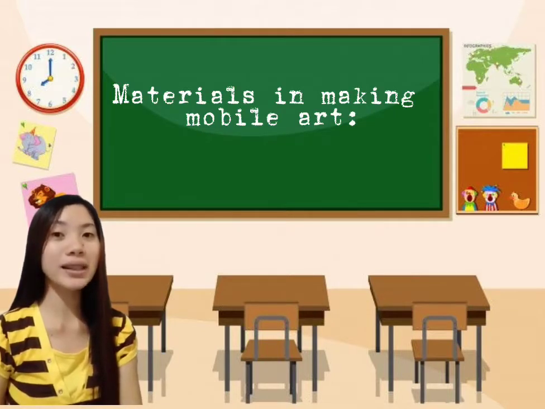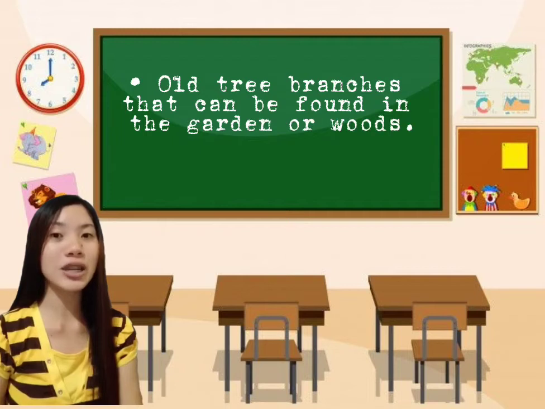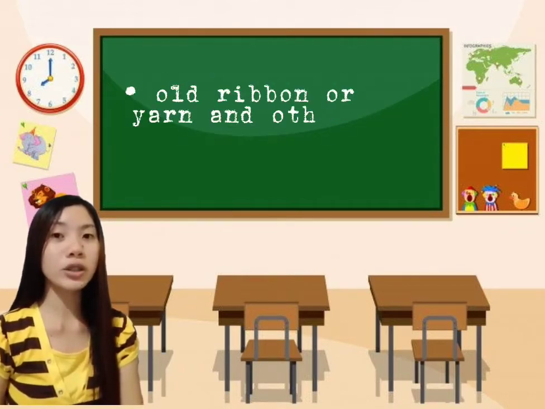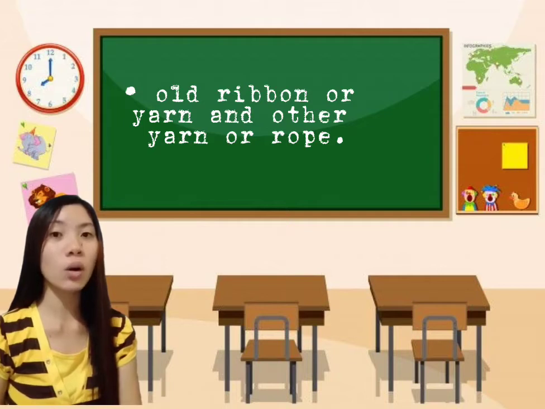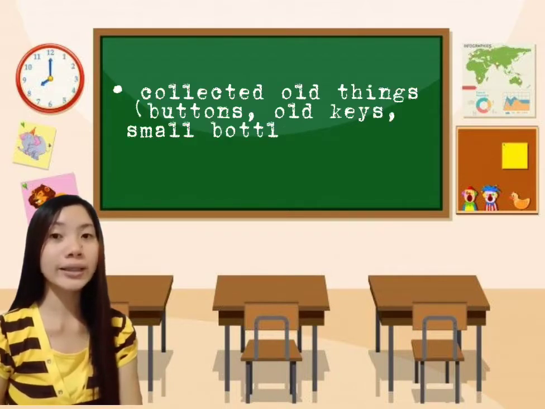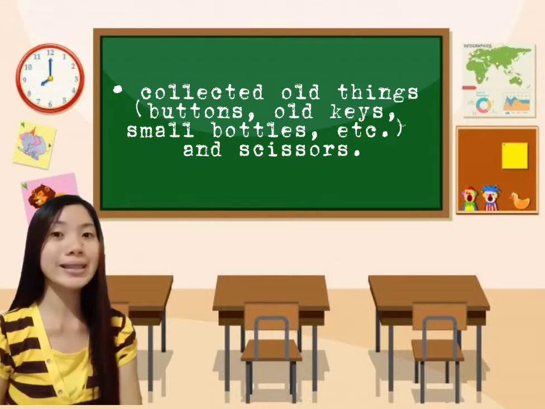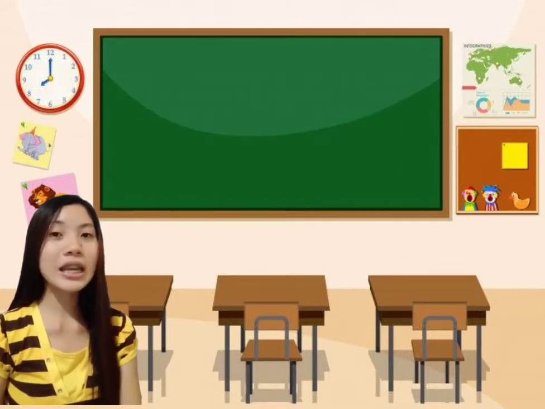Materials in making mobile art are the old tree branches that can be found in the garden or woods, old ribbon or yarn, and other yarn or rope. Collected old things such as buttons, old keys, small bottles, and etc. And also scissors. The procedure in making mobile art.